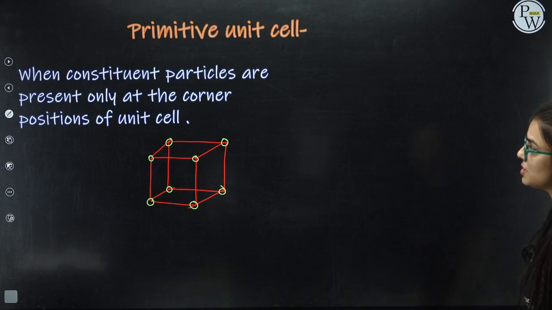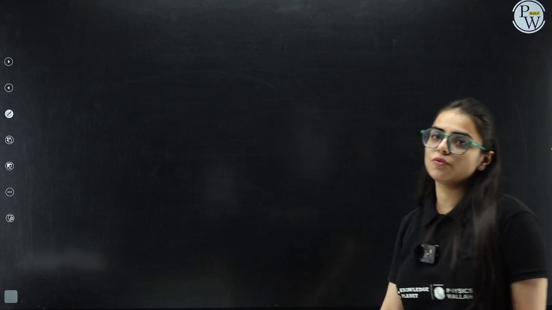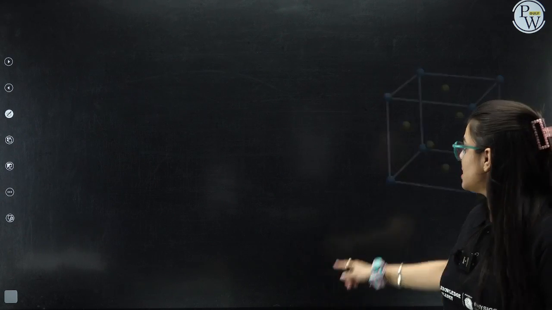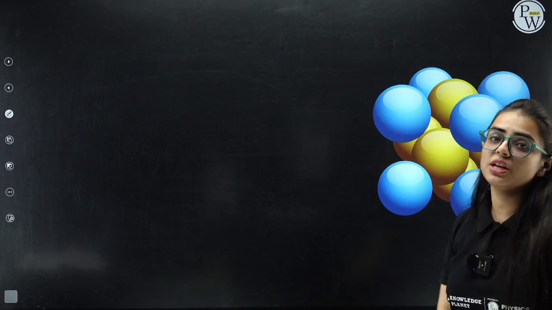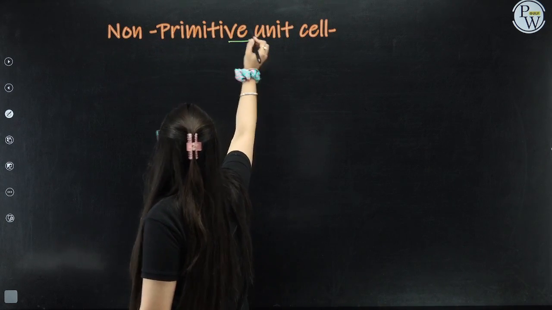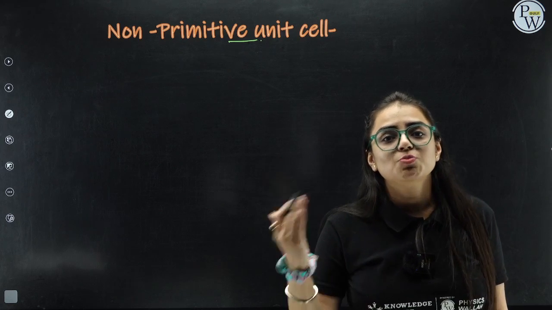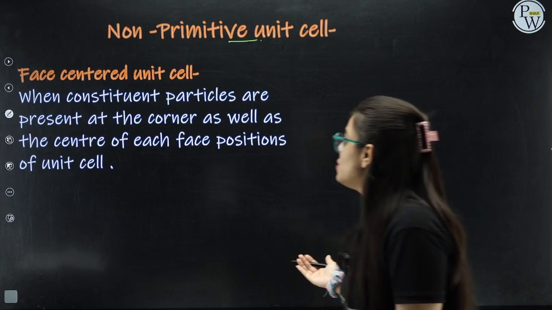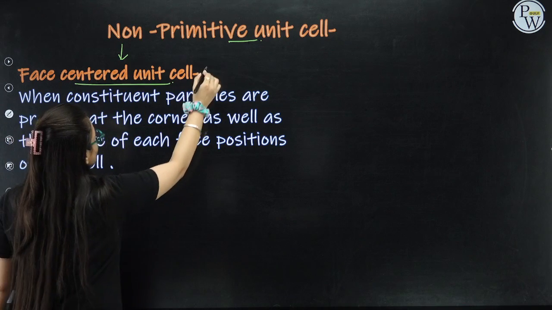This is a primitive unit cell when constituent particles are present only at the corner positions of a unit cell. Now talking about the second one, see here. Atoms are kept at the corners as well as at the face center. So this is basically referred to as a non-primitive unit cell. Now what about non-primitive? When atoms are present at the corners, but along with the corners they are present at a different position.